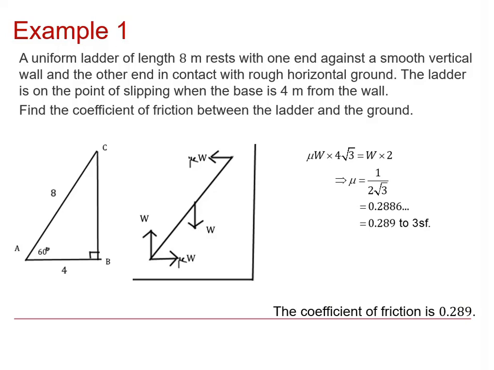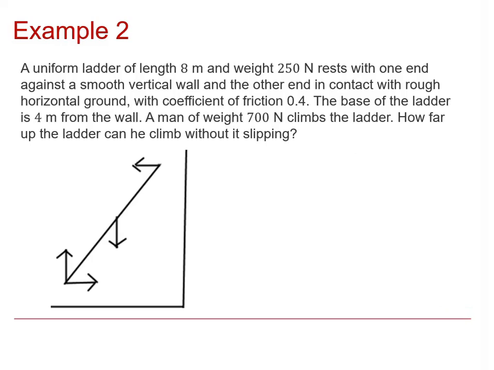Let's now look at another problem, a similar one. Again, a uniform ladder of length 8 meters. This time it has a weight. It's against the smooth vertical wall, which means our force diagram will look very similar, and the other end's in contact with a rough horizontal ground, this time with coefficient of friction 0.4.